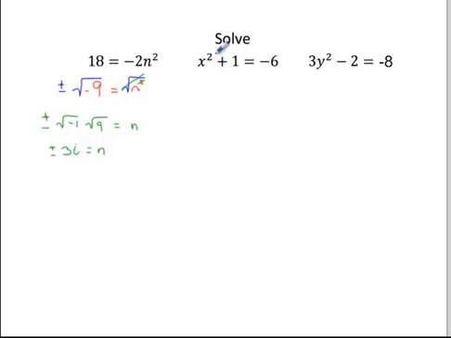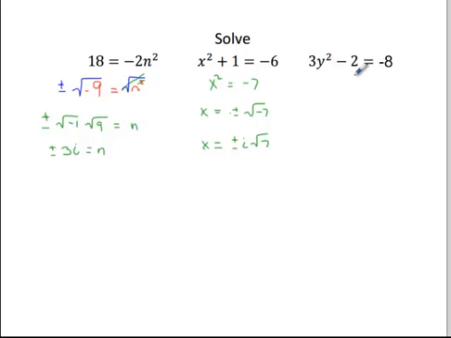Next one, subtract 1 from both sides, so I get x squared equals negative 7. Take the square root of both sides, and I get plus or minus the square root of negative 7. Now the negative is going to come out as an i, but 7 is prime, there are no perfect squares, and I get plus or minus i radical 7.